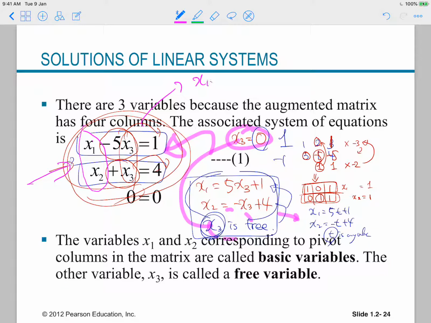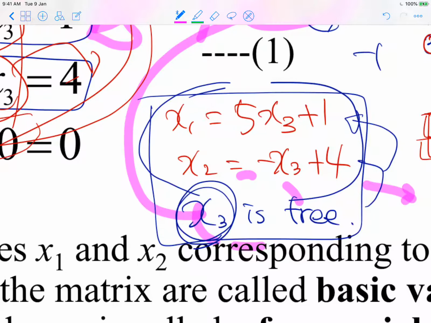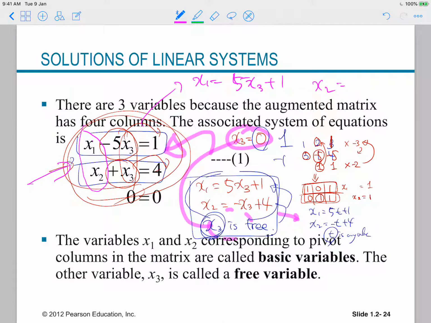So we obtain x1 is equal to 5x3 plus 1, and x2 is equal to, I already wrote it here. And then what about x3? x3 is just a free variable, the one that we can freely set to any value, right? Okay, so that was a brief review of what we learned last time.